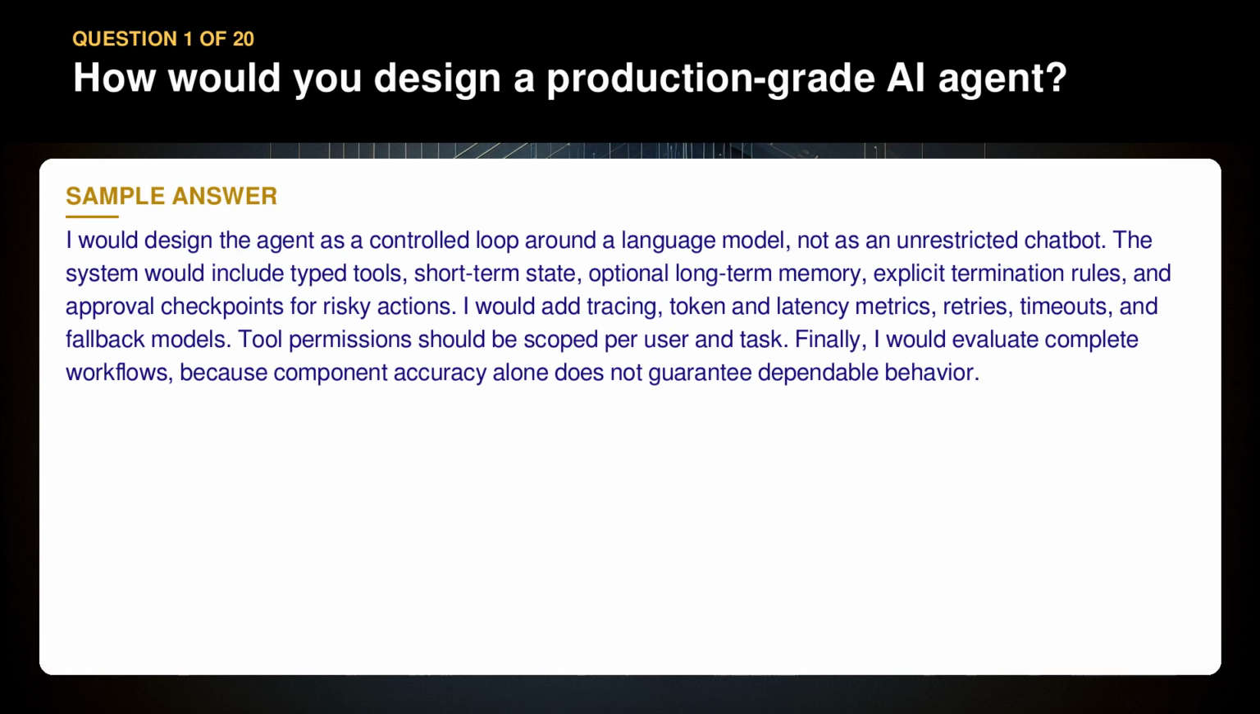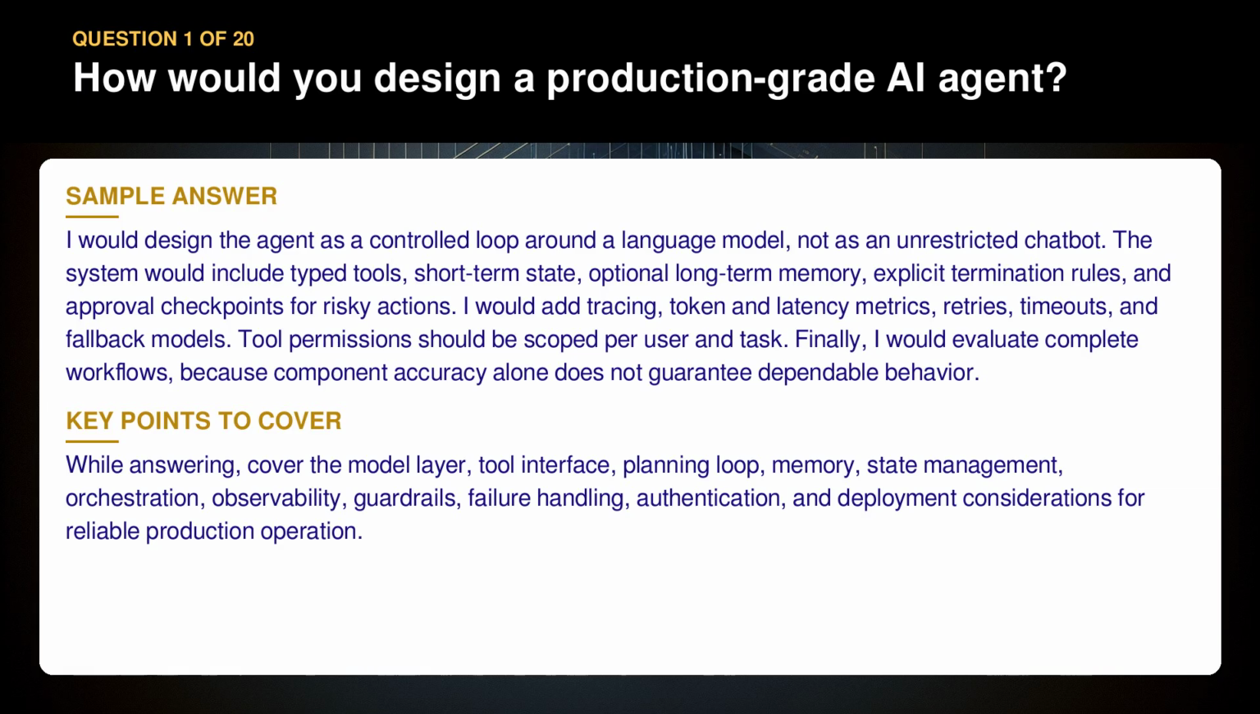I would add tracing, token and latency metrics, retries, timeouts, and fallback models. Tool permissions should be scoped per user and task. Finally, I would evaluate complete workflows, because component accuracy alone does not guarantee dependable behavior. While answering, cover the model layer, tool interface, planning loop, memory, state management, orchestration, observability, guardrails, failure handling, authentication, and deployment considerations for reliable production operation.